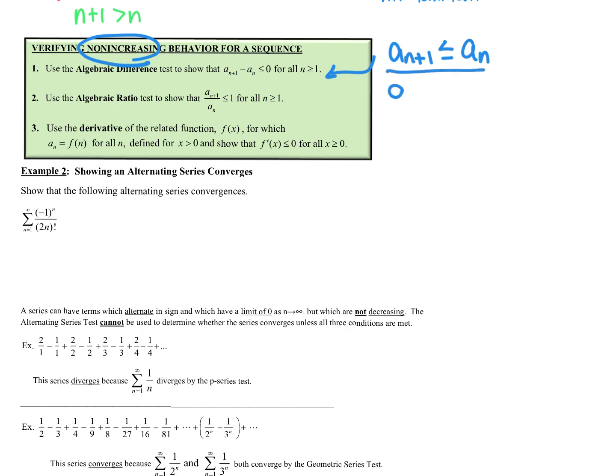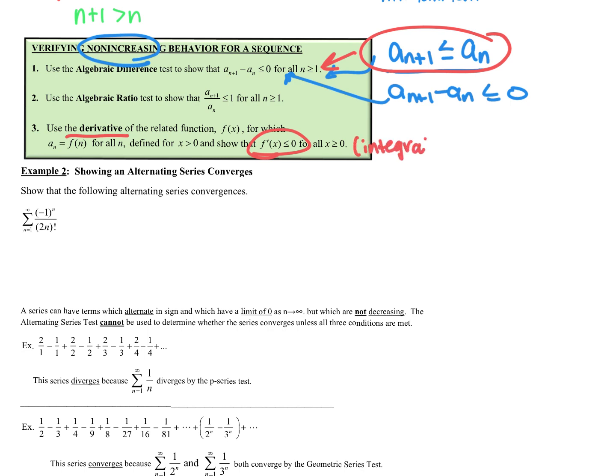Because if you subtract a sub n over to this side, then you have this statement, right? So this is one way to show that we have non-increasing behavior. Another way to show non-increasing behavior is to find the derivative of the related function and show that the derivative is less than or equal to 0. That's what we did with the integral test, right? So sometimes you'll see people with the integral test, instead of showing that the derivative is negative, they'll use this method showing that the next term is smaller than the previous term, even with the integral test.